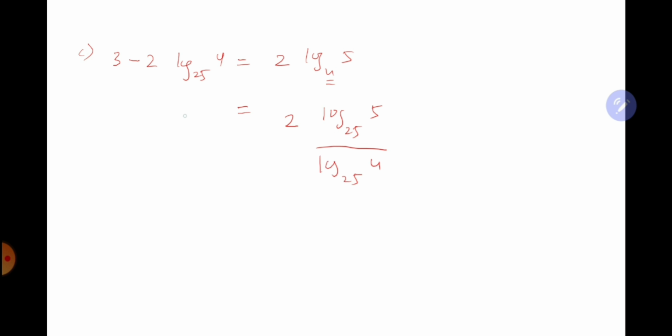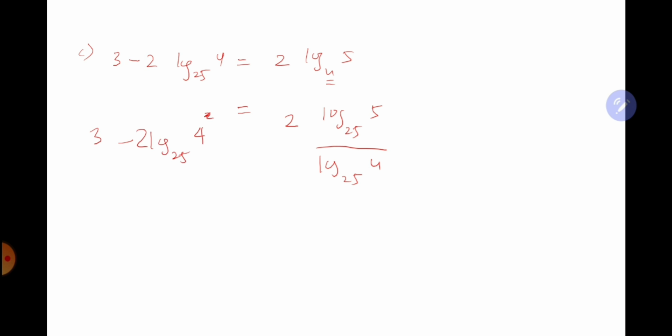Okay, so one last question, that is C, which is 3 minus 2 log u base 25 equals to 2 log 5 base u. So here you change the base u to 25, so we will get 2 log 25 5 over log 25 u. Okay, so this is equals to 3 minus log 25. Tak boleh lah, tak payah.